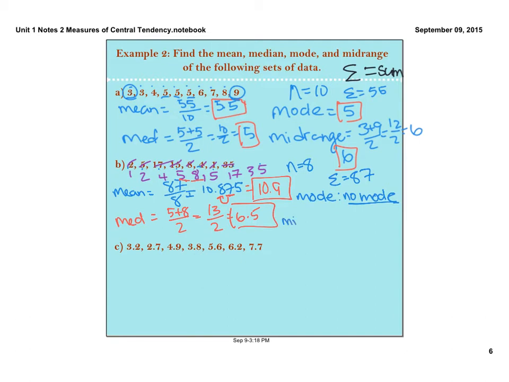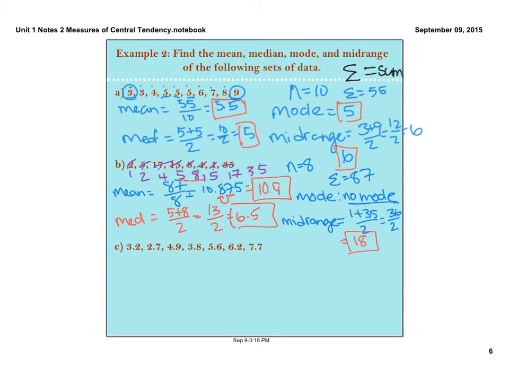And then mid-range, the mid-range is that highest plus lowest, 1 plus 35 divided by 2. That's 36 over 2, which is then equal to 18.